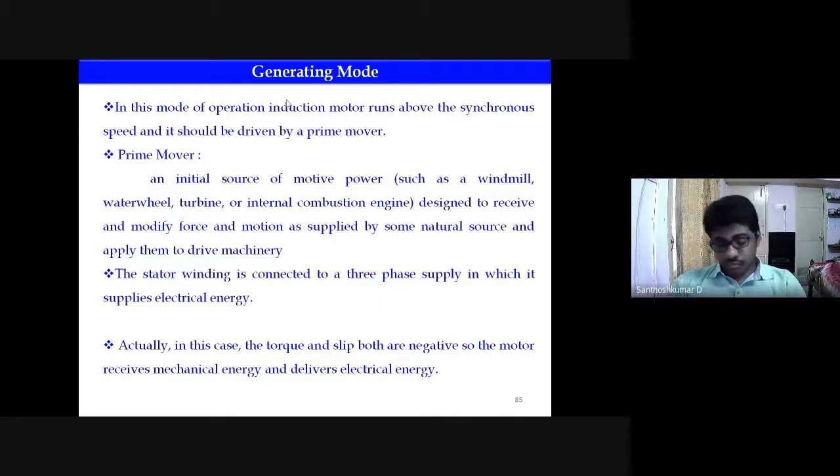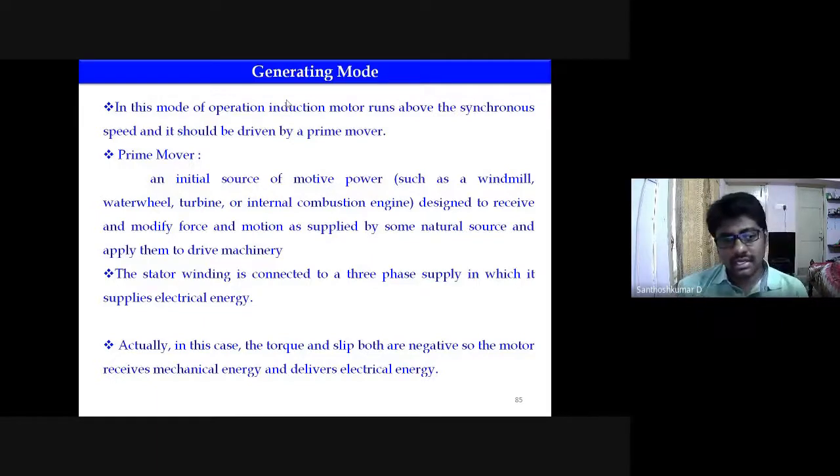That means the rotor shaft has already started to rotate, but if you externally make use of a windmill, water wheel, or turbine to make the shaft rotate at high speed, that means mechanical energy. So in that case, it will be able to produce electrical energy. That is the generating mode.